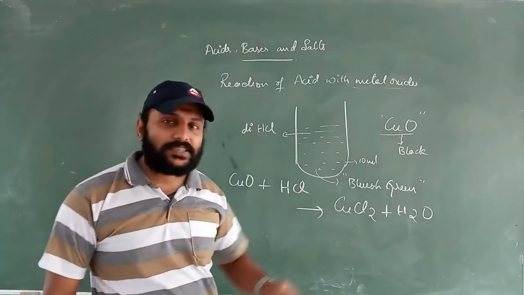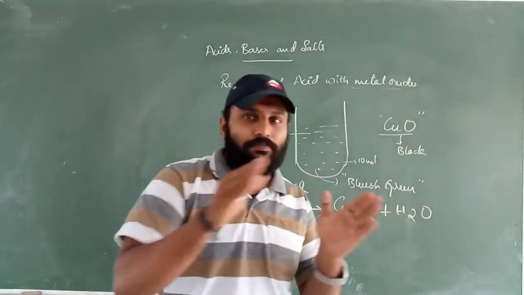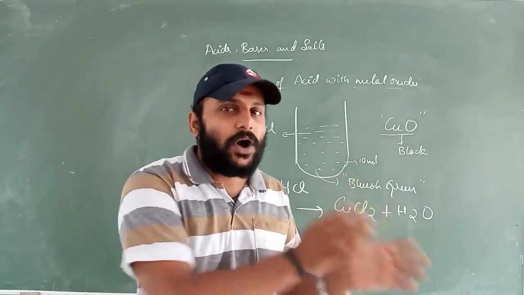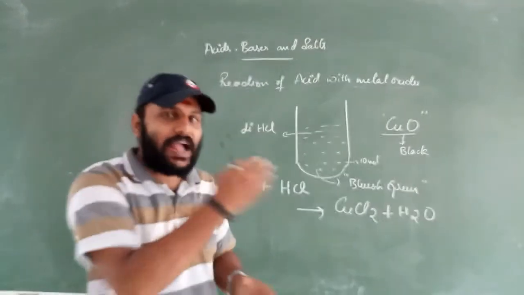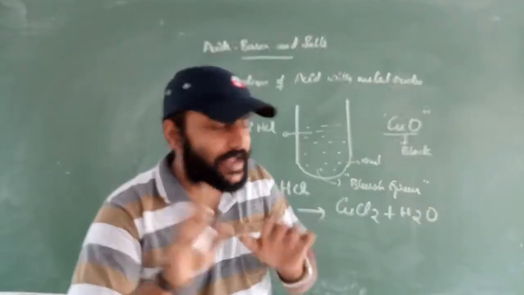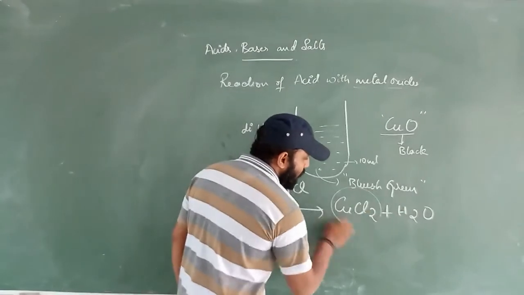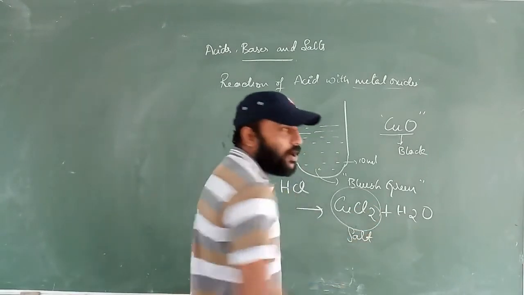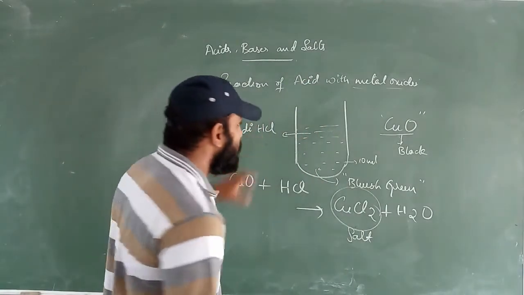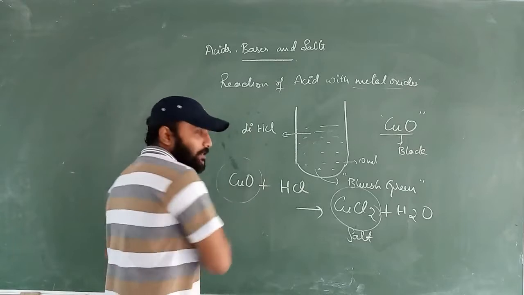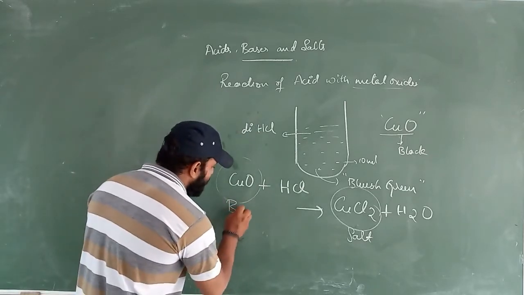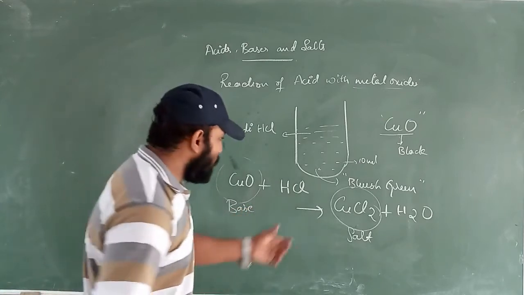In the neutralization reaction, I told you that when an acid and base react, we get salt plus water. The process of reaction of acid and base to get salt and water is called neutralization reaction. Here we are getting a salt, which means there must be an acid and a base. We already took one acid. Now this CuO must act as a base. Then only are we getting this salt.